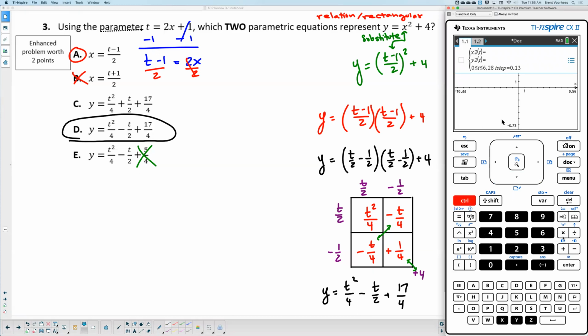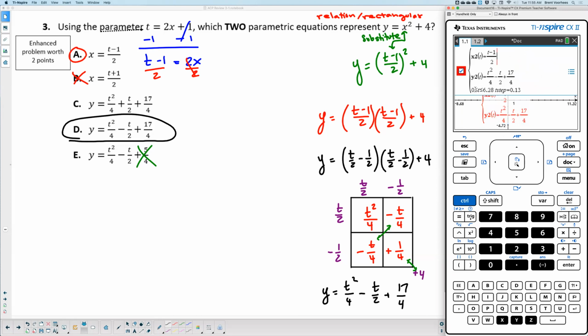We had the x equation as t minus 1 over 2. And by guess and check, we could have come up with the answer a long time ago, but it's going to be t squared over 4 minus t over 2 plus 17/4. I hit enter. What do you notice about the graphs? They matched. And the reason it doesn't overlap a lot is I didn't change the time. Since I have +6, I'm going to go to -6. And now they really do match. It is the correct answer.